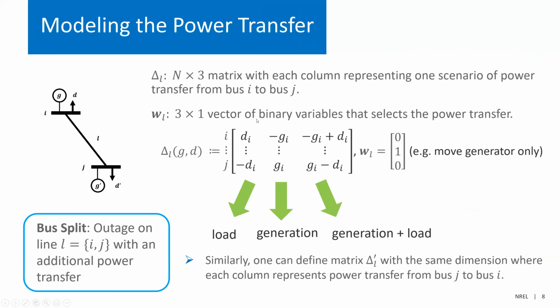So altogether, they will have 6 scenarios. We collect all these power transfer scenarios in the matrix called delta L, and in the other direction, it's called delta L prime. For each column of them, it gives the change of injection. We further introduce a vector of binary variables called WL, which decides which power transfer we're going to choose. In this example, it's 0, 1, 0, so we decide to move the generator only.